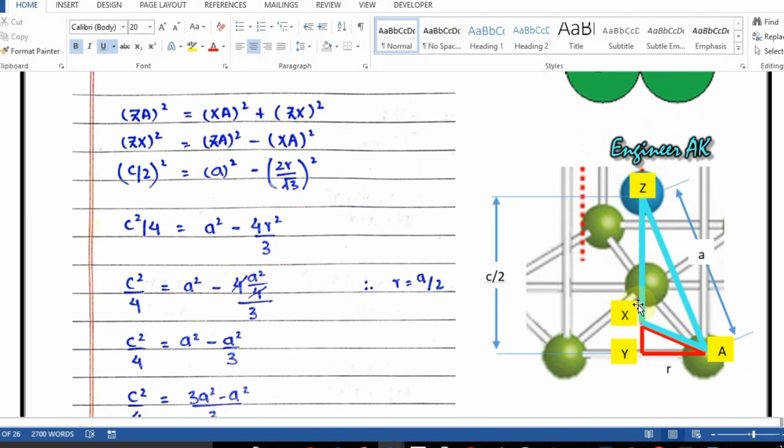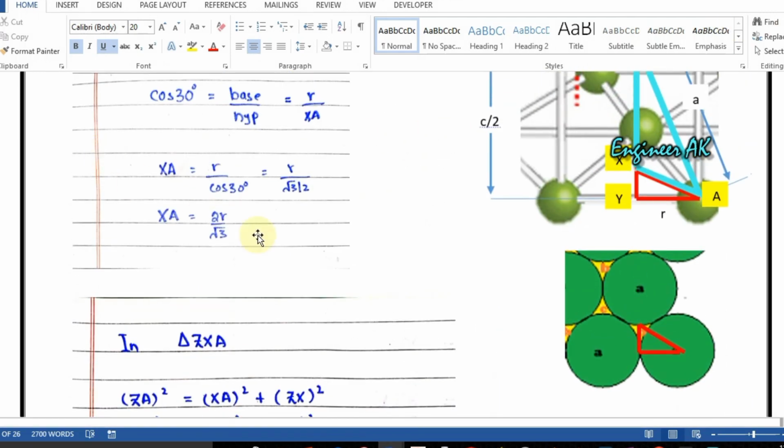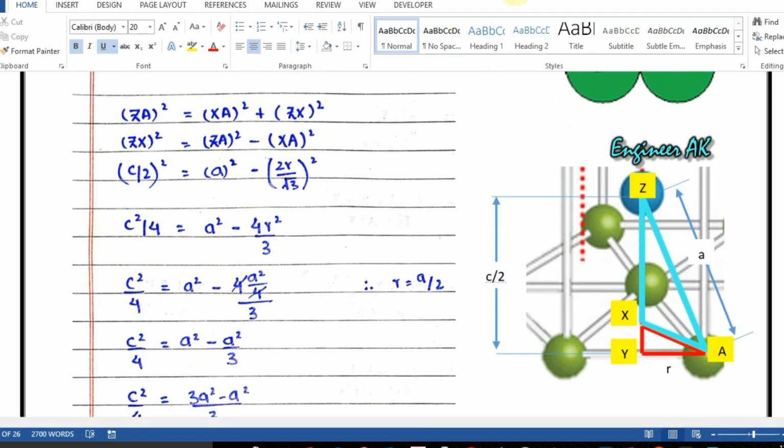In the 2D model it looks like that, but in the 3D model these two atoms are touching each other, so it is A, and A square. Now for this hypotenuse, we already know XA was 2r divided by under root 3, so here I have written 2r by under root 3 whole square. If I take the square, it becomes C square divided by 4 equals A square minus 4 r square divided by 3.